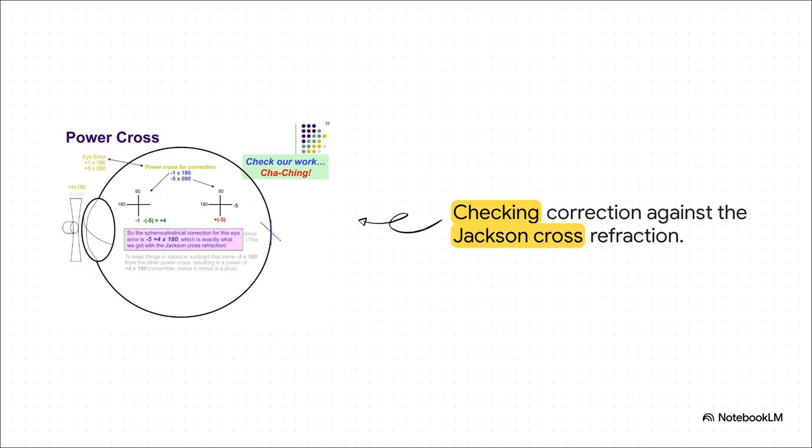And just to prove to you how absolutely bulletproof this method is, look at this complex Jackson cross-cylinder refraction. If we apply our exact 4 steps to this messy error of -1 at axis 180 and -5 at 090, we pull them apart, make the -5 our sphere, balance the equation by subtracting a -5 from -1, remembering your grade school math that minus a minus is plus, and our algorithm flawlessly calculates the exact spherocylindrical correction of -5 +4 axis 180. See, the math never lies.